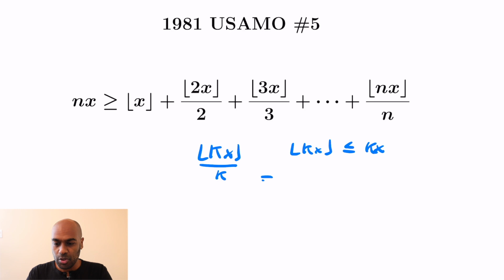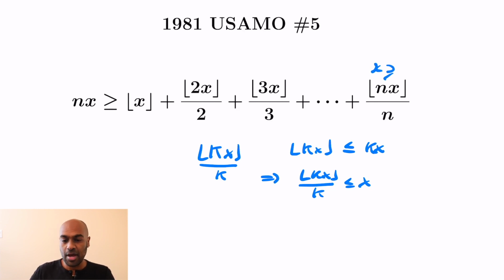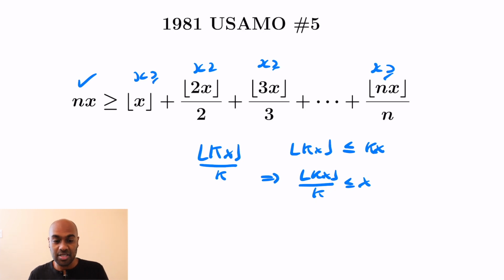Okay, so we should compare the floor of kx and kx. So kx is going to be greater than or equal to the floor of kx in general. So that gives us the inequality that the floor of kx over k is less than or equal to x. And so as a consequence, everything on the right-hand side of this inequality is actually bounded above by x itself, right? So the floor of 3x over 3 is bounded above by x, etc. And so we have n terms on the right all bounded above by x, so the entire sum is bounded above by nx.